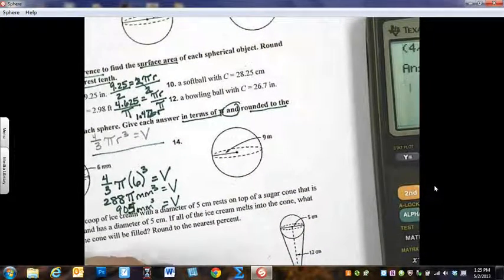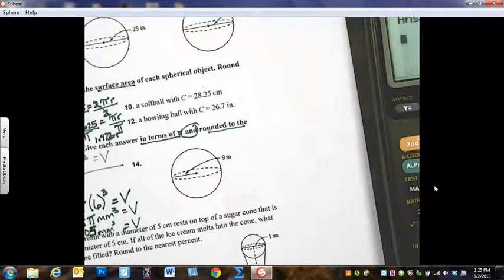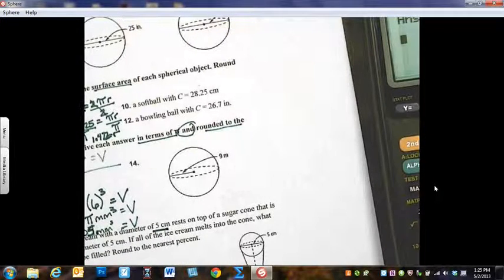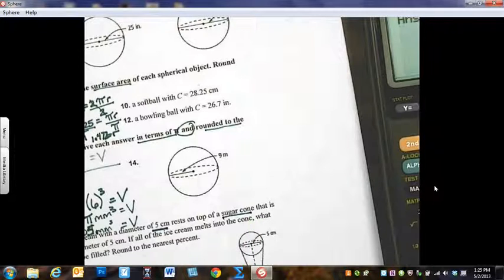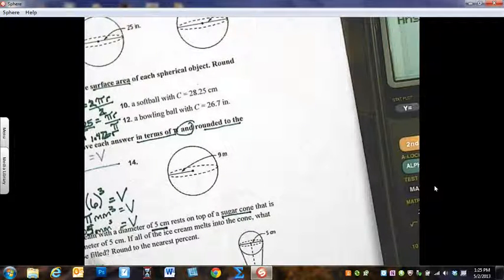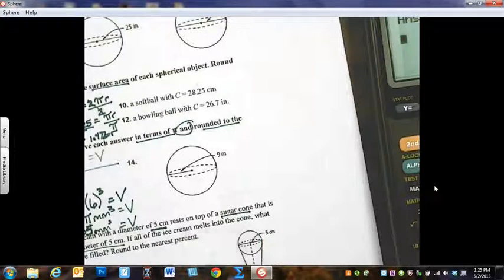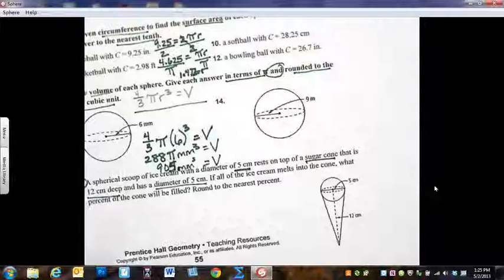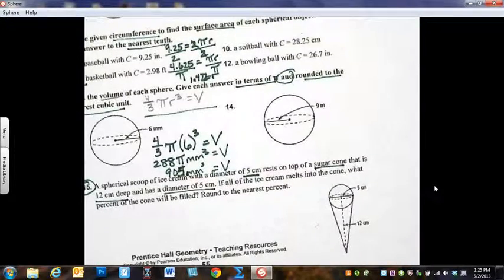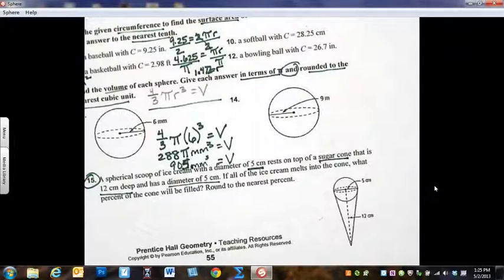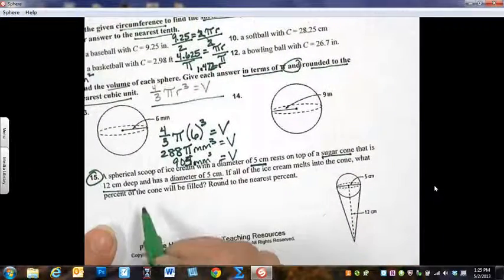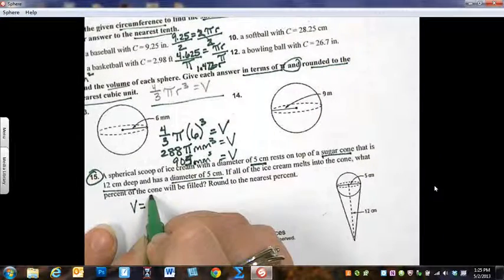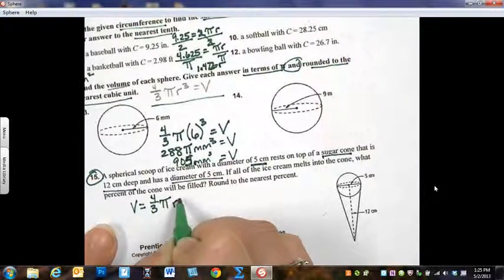And now we have one more problem down here, and this is a composite. So you've got to find, what do they want to know? A spherical scoop of ice cream with a diameter of 4 centimeters rests on top of a sugar cone that is 12 centimeters deep and has a diameter of 5 centimeters. If all the ice cream melts into the cone, what percent of the cone will be filled? This is quite a problem, but we got to start by finding what the volume is of each object. So let's find the volume of our ice cream. So how do I find volume again of a sphere? 4/3 pi r cubed.